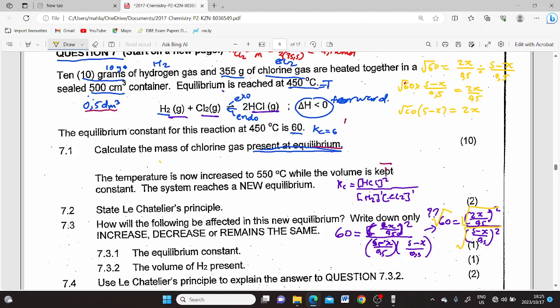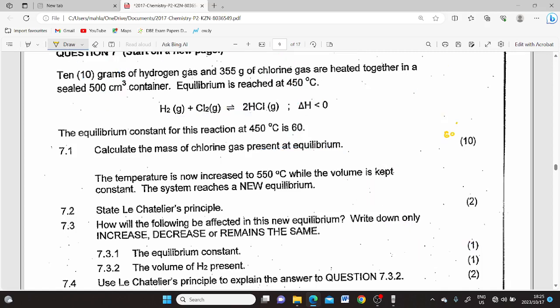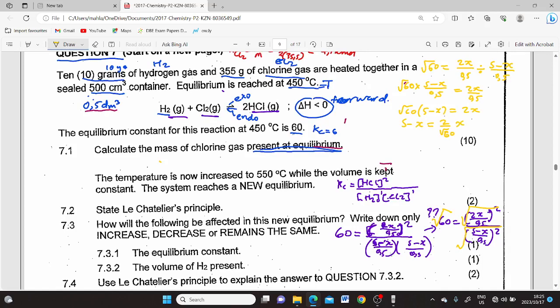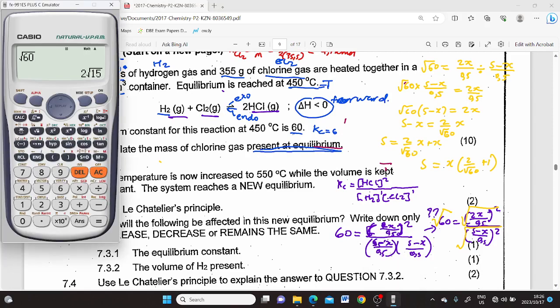Of course, we can divide throughout by 60 so that we have 5 minus x equals to 2 over square root of 60x. Then we can take x to the side, we have 5 equals to 2 over square root of 60x plus x. Now we're going to add these ones. So we're going to have 5 equals to x into 2 over square root of 60 plus 1 if you take out this as a common factor. Or we can just add them as like terms.